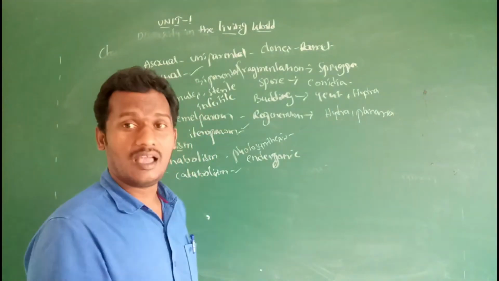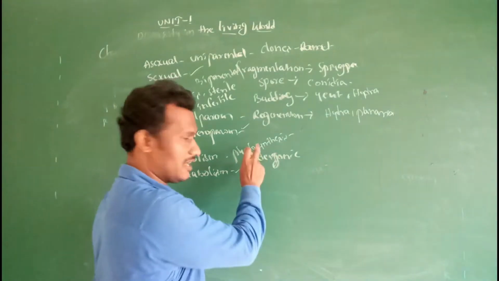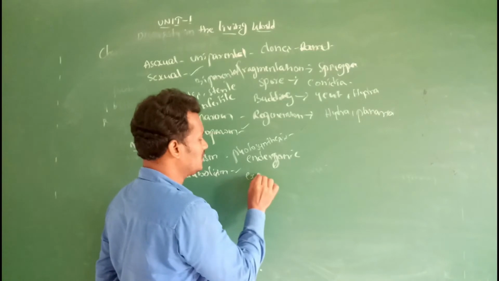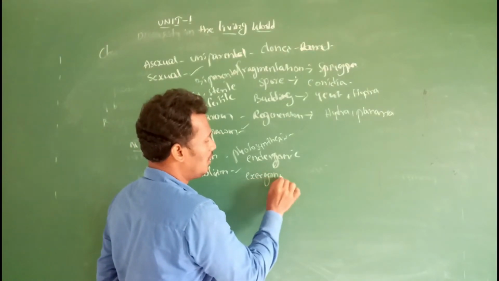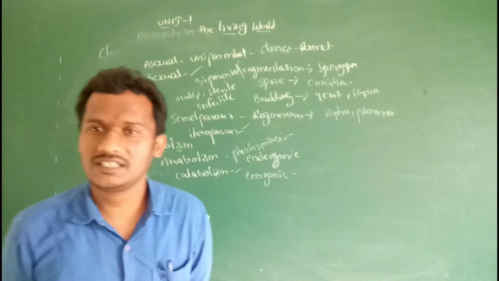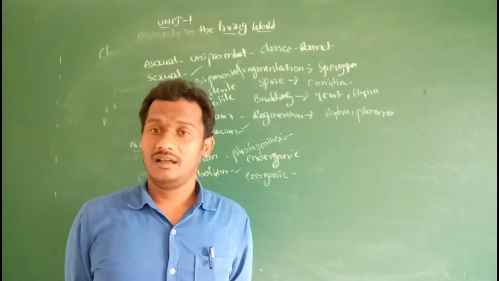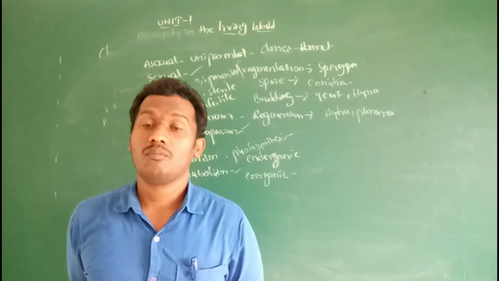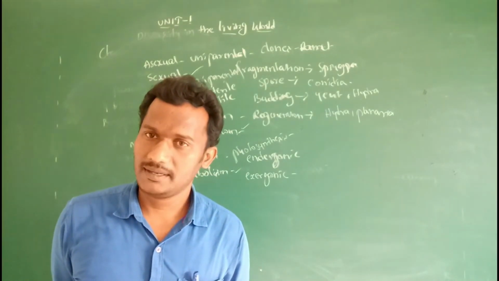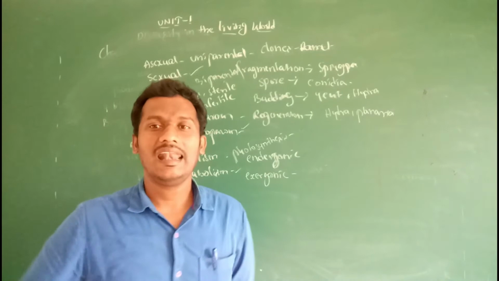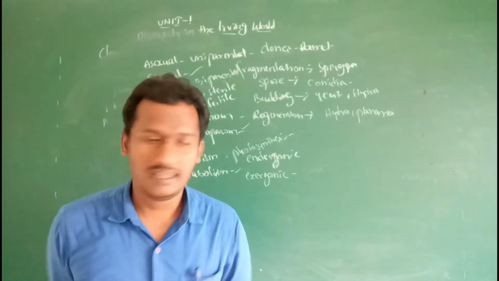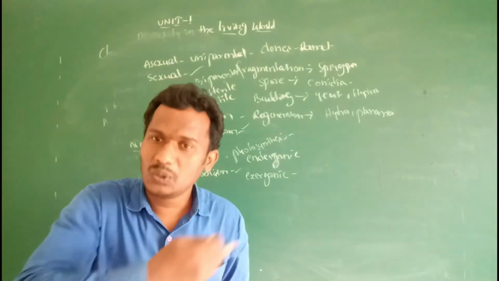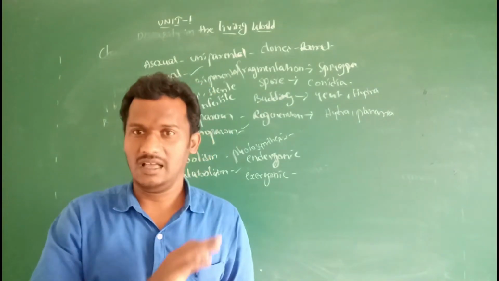In this process, energy is released. Here we consume the energy, here we release the energy. So that's why this is known as an exergonic process, an energy-releasing process. In this process, the reactants have more energy, but the products have less energy. That's why this is known as an exergonic process. It releases energy into its surroundings.